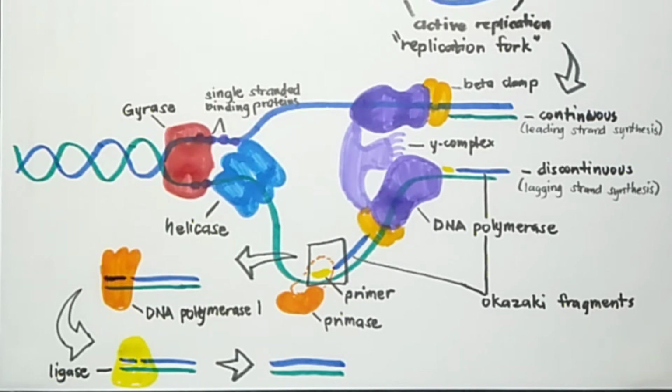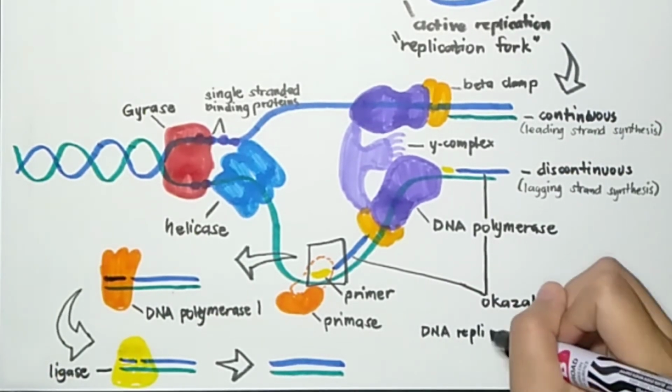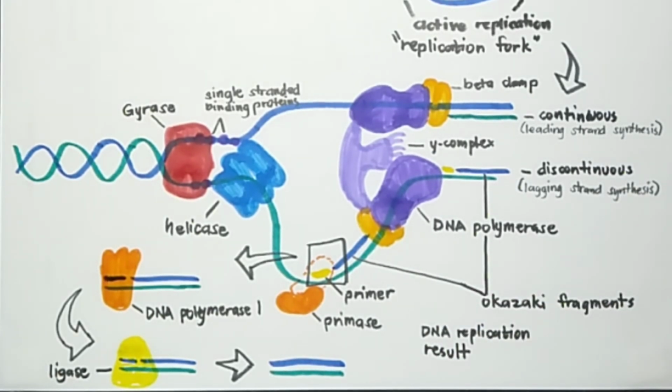A terminator is encountered by the leading and lagging strand to stop the replication. The terminator is a special sequence of nucleotides that signals the end of replication. A special protein blocks the helicase when it binds to the terminator, causing the helicase and other binding proteins to fall off. The DNA replication results in two identical copies of the DNA molecule which are semi-conservative.